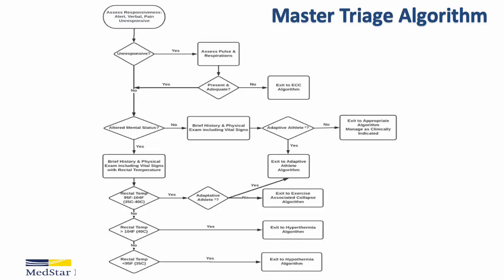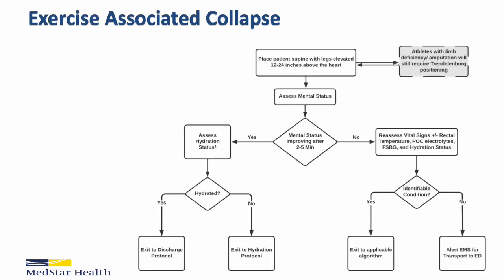Back to our master triage algorithm. So we've confirmed that our athlete is breathing adequately and has an adequate pulse. They are not in cardiac arrest. We've made sure that they're not too hot and not too cold. But they're still confused. They've collapsed. So what's next on our algorithm?